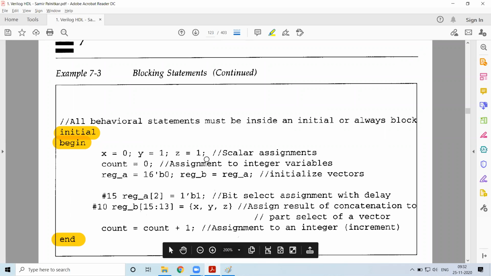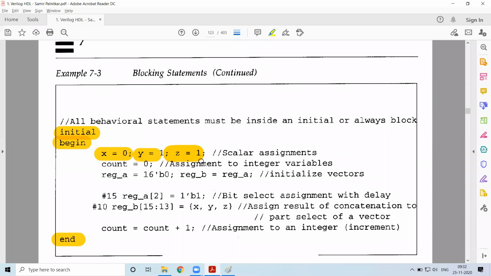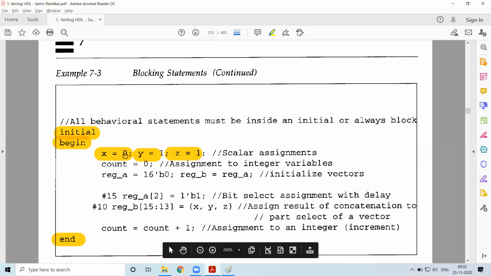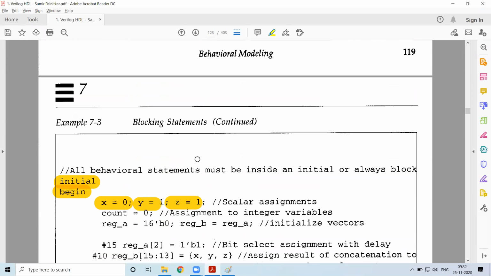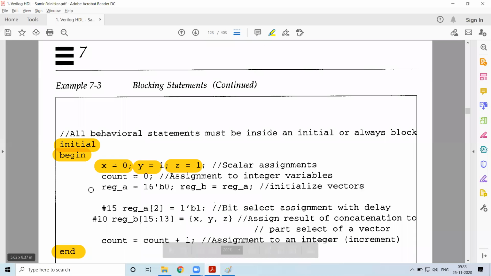In this, you can observe that x is assigned 0, y is assigned 1, z is assigned 1. You are using an equal to operator within this initial block. This is behavioral level of modeling, and the kind of assignment you are using is the blocking assignment. This implies that once you start the simulation, the first statement executed is x is equal to 0, followed by y is equal to 1, then z is equal to 1.